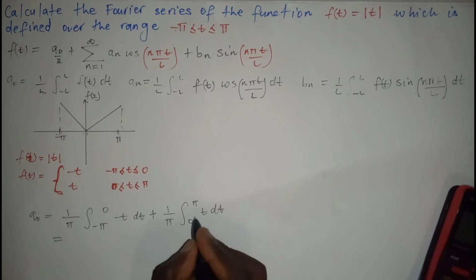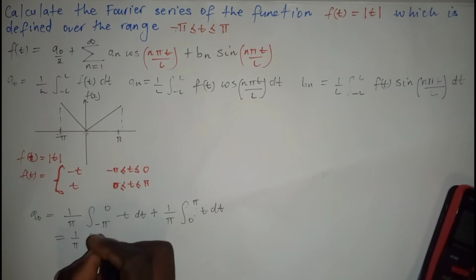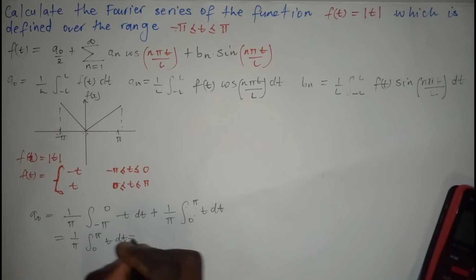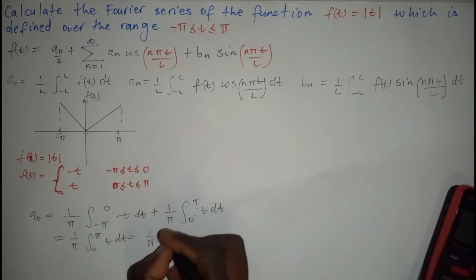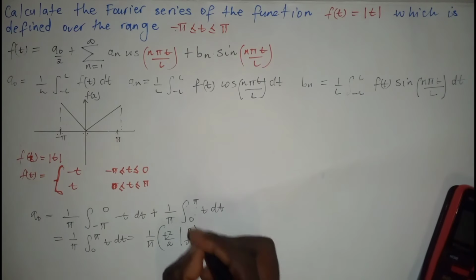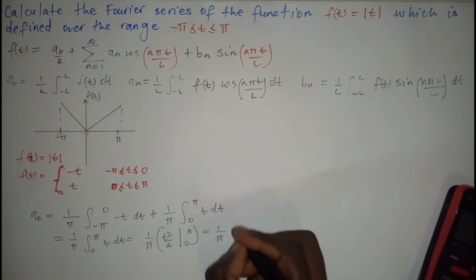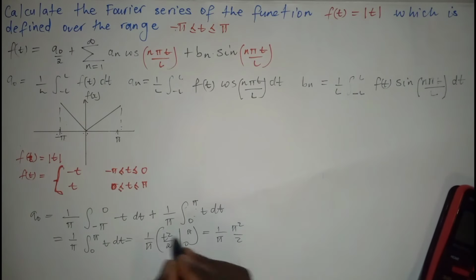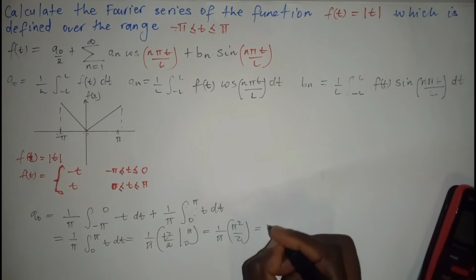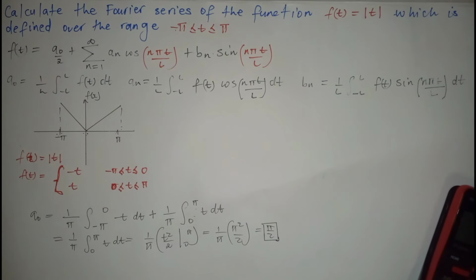So I'm going to say that the integral of 1 over pi from 0 to pi of t dt, I'm going to have 1 over pi t squared over 2 here from 0 to pi. And what is going to happen here? 1 over pi for t squared, that's going to give us pi squared over 2. For 0, it's going to become 0, and that is going to give me pi over 2. Okay, so that is for a naught.